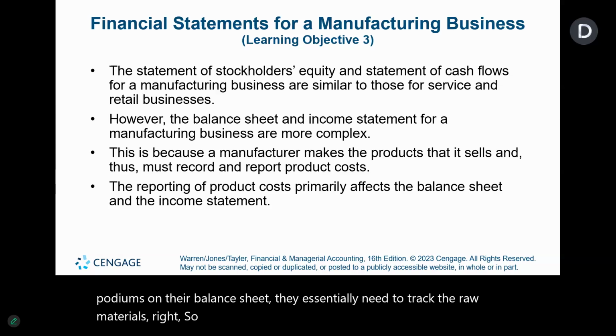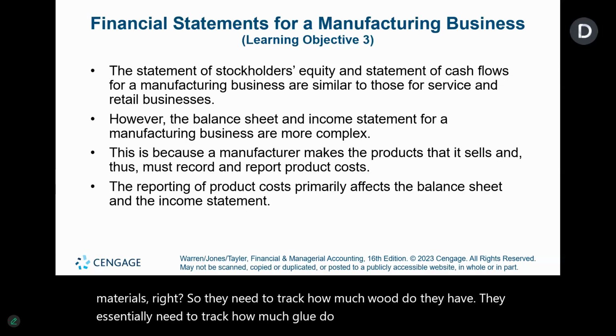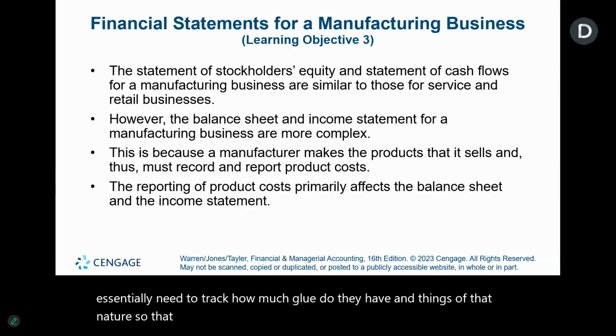So they need to track how much wood they have. They essentially need to track how much glue they have and things of that nature. So that is essentially why reporting for a manufacturing company can be a bit more complex.